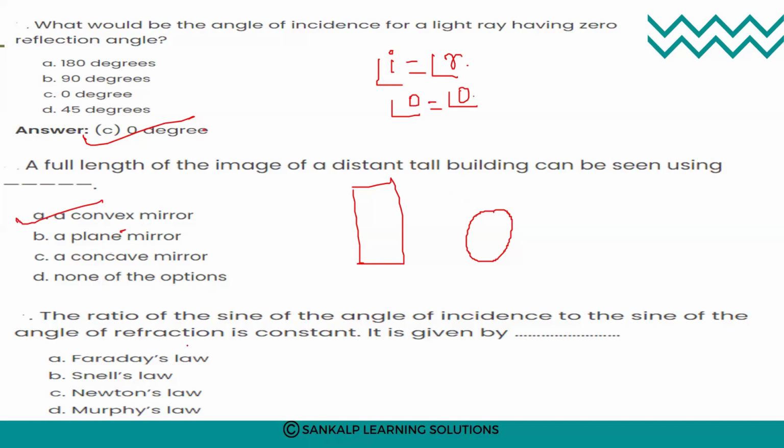The ratio of the sine of the angle of incidence to the sine of the angle of refraction is constant. Then it is given by sin I divided by sin R is equal to constant. So this law is given by Faraday's law, Snell's law, Newton's law or Murphy's law. Yes, this law we call Snell's law. Sin I divided by sin R is equal to constant. This constant is called the refractive index. So that is Snell's law.